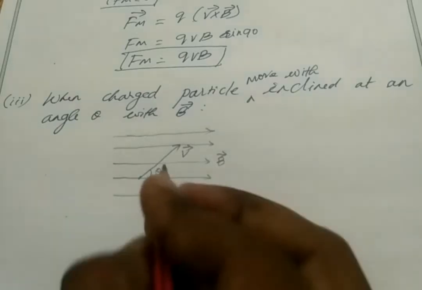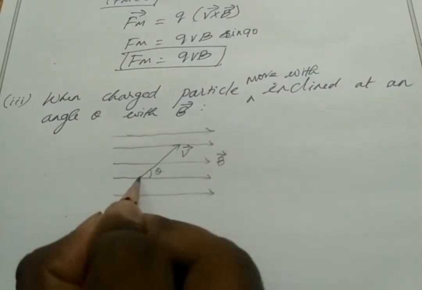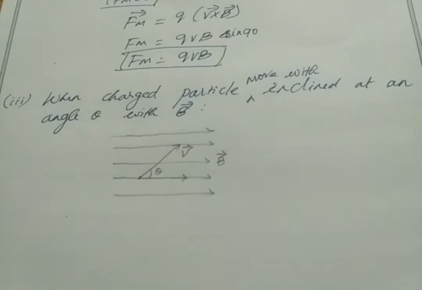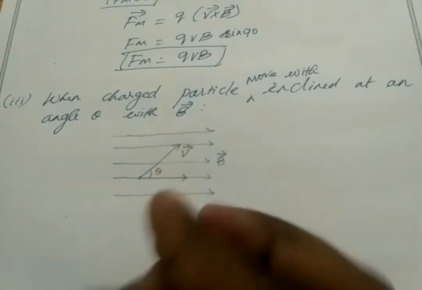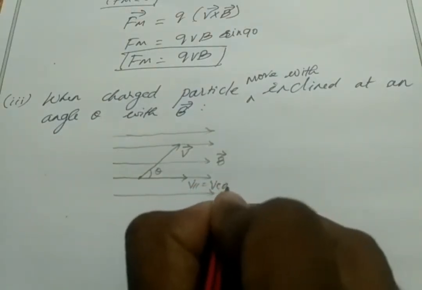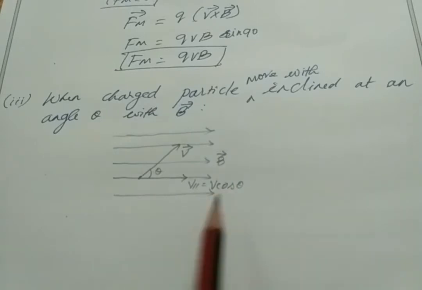So by resolving components, we got two components. First one is horizontal to the moving charge. Okay, so this is the horizontal component or parallel component. We take it as V parallel equal to V cos theta. So we usually take the parallel component as V cos theta, right?